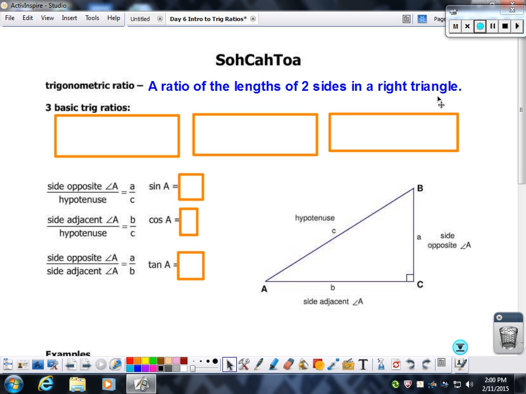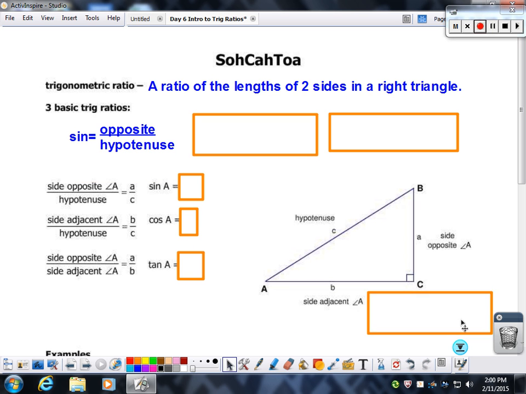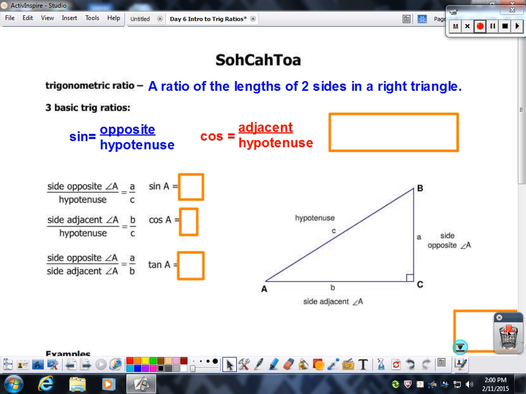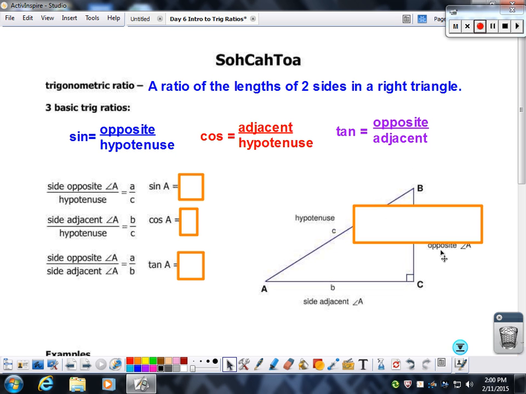The three basic trig ratios we're going to talk about are sine, which is the opposite side over the hypotenuse, cosine, which is the adjacent side over the hypotenuse, and tangent, which is the opposite side over the adjacent side. So you just find side lengths, plug them into these ratios, and you're good to go.